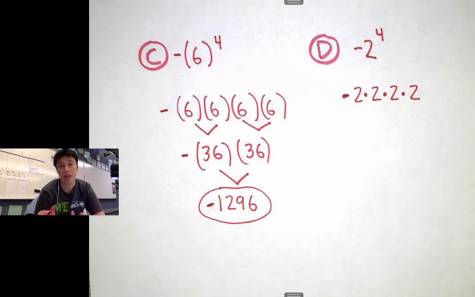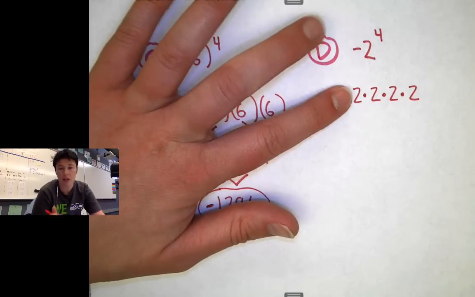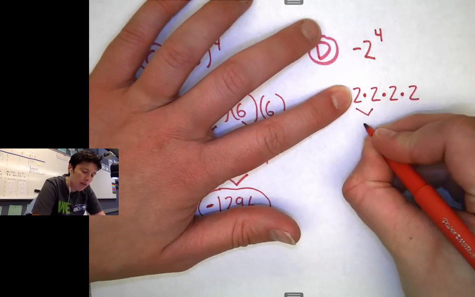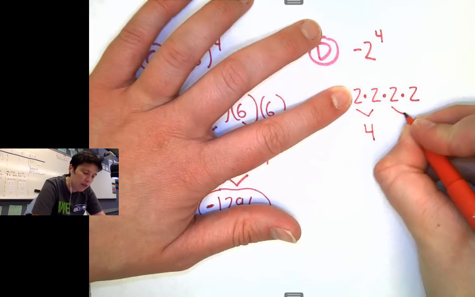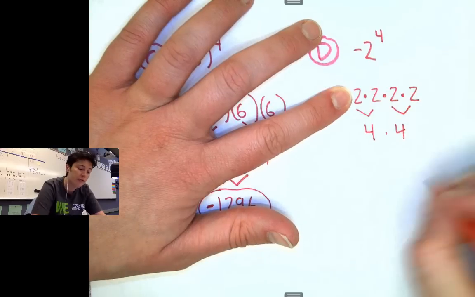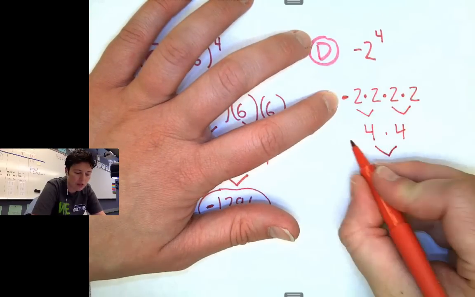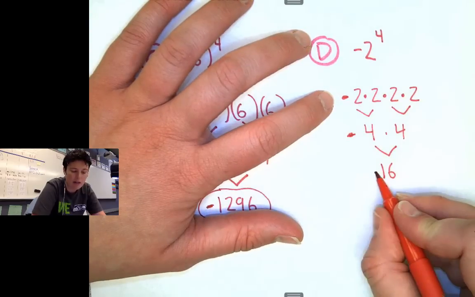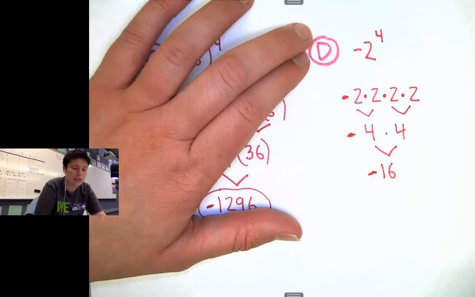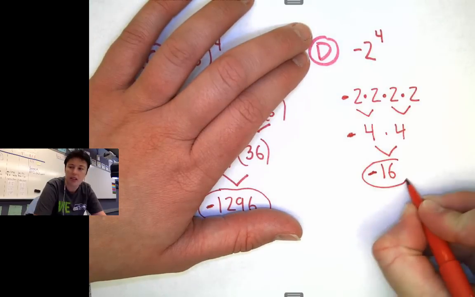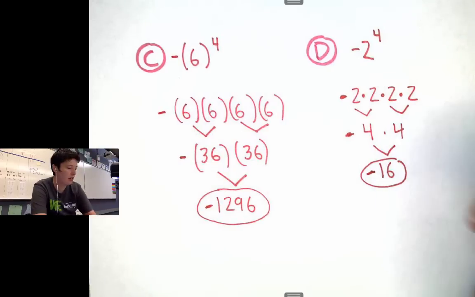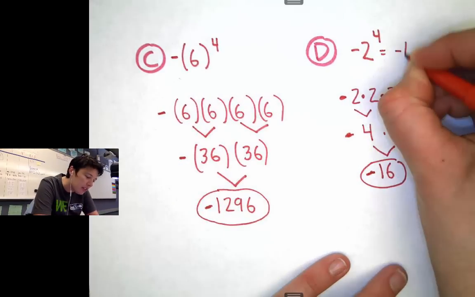So again, forget about the negative. Work on the 2s. We know 2 times 2 is 4. And we know 2 times 2 is 4. And we know 4 times 4 is 16. But remember I said forget about the negative. So it's just kind of sitting here the whole time out in front. So it's not really 16, it's negative 16. Negative 16 is our answer. So I'm going to write equals negative 16.